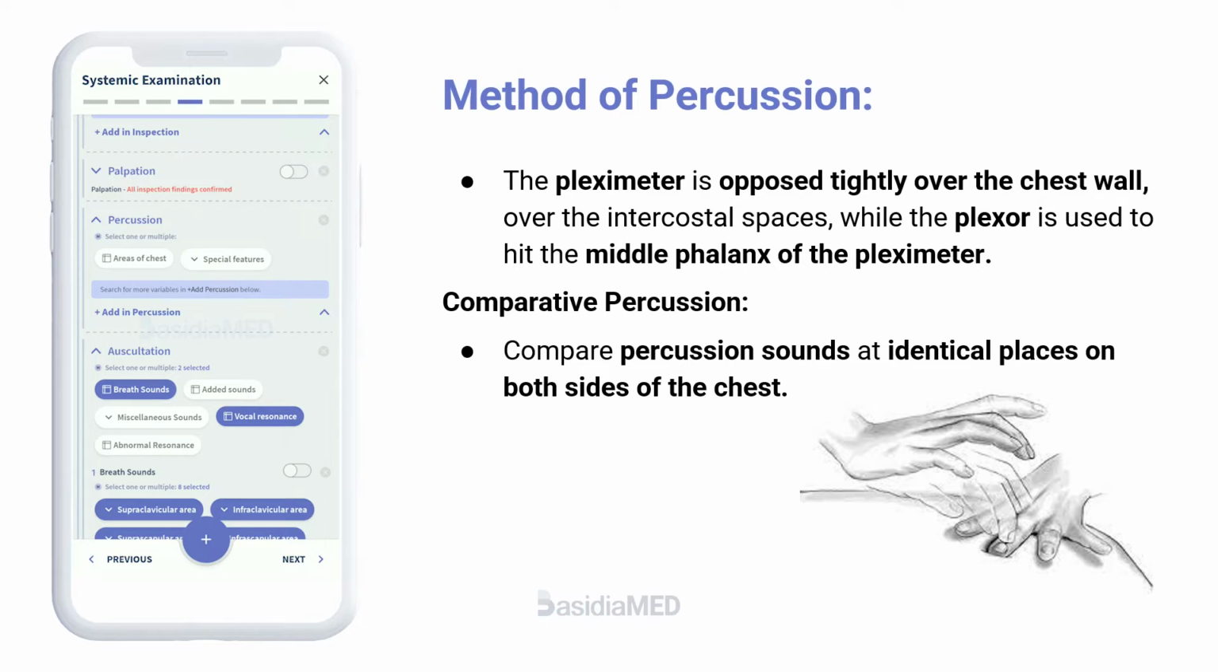Comparative percussion. This method is used to compare percussion sounds at identical places on both sides of the chest. Its usefulness lies in detecting asymmetrical findings, indicating underlying pathologic process rather than the sound or note itself. Topographic percussion. It's useful for outlining the borders of organs like the liver or heart.